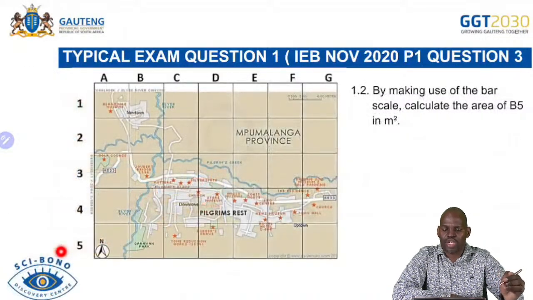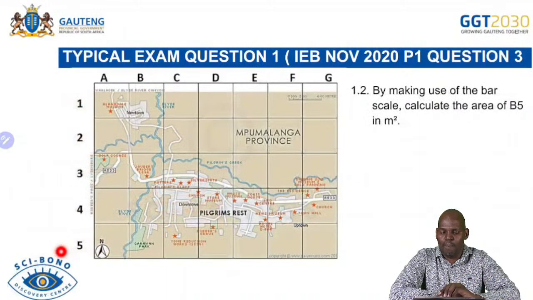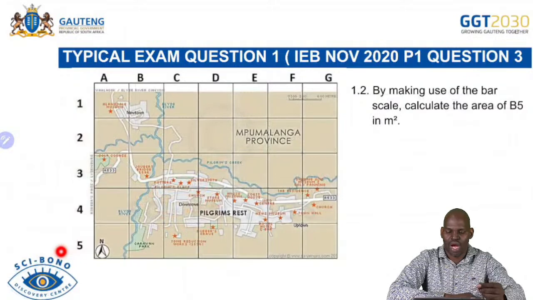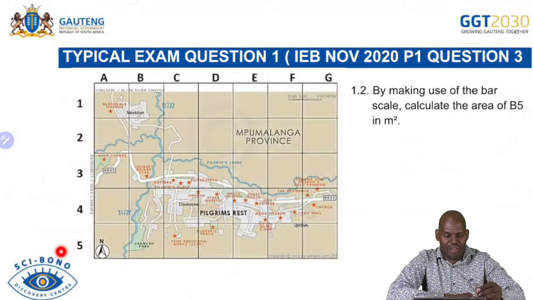Right. The next question is, by making use of the bar scale, calculate the area of B5 in square meters. Right, now we need to understand the area of B5. B5 is this block. No, sorry, it's this one. The one that shows Caravan Park.